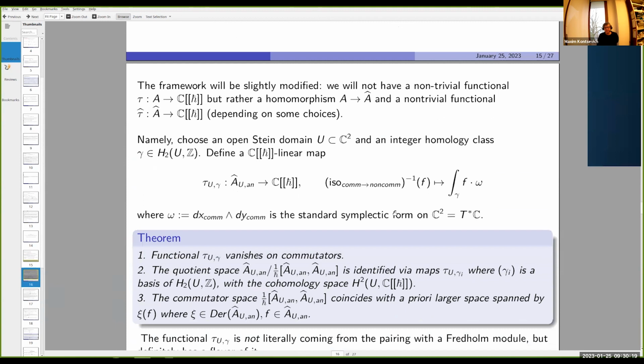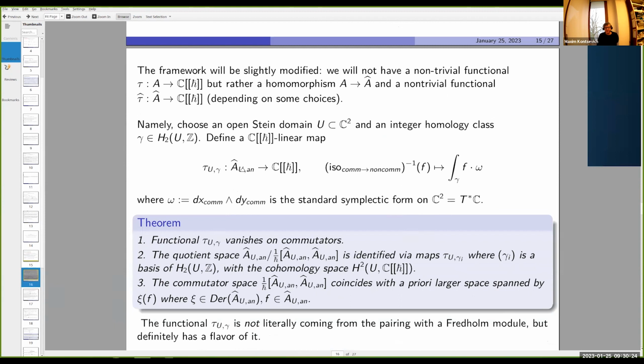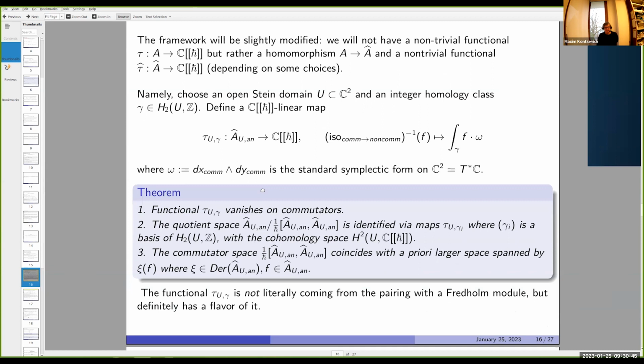And what do we do? If you have an element in the non-commutative algebra, which comes by the isomorphism from some holomorphic function in commuting letters, then we multiply by the symplectic volume, the standard symplectic volume form, and integrate over the cycle. Now, this will be the trace functional. And there are three results about this functional.